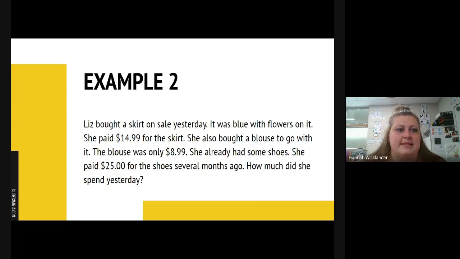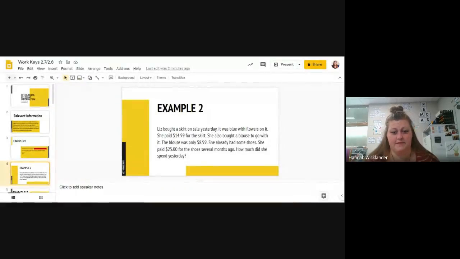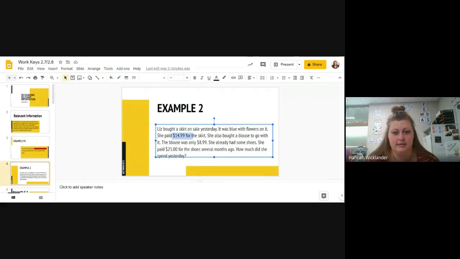Good job. Yes. She did buy a skirt and blouse, but then it talks about some shoes, but she already had them. She didn't buy them yesterday. The shoe stuff is garbage, fluff, don't need it. The question again is how much did she spend yesterday? So I need to figure out how much the items were yesterday. And like Leslie said, she bought a skirt yesterday. So I'm going to come into my story problem and find the cost of the skirt and highlight it.